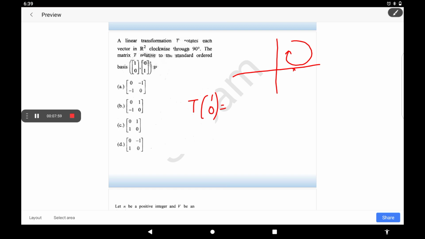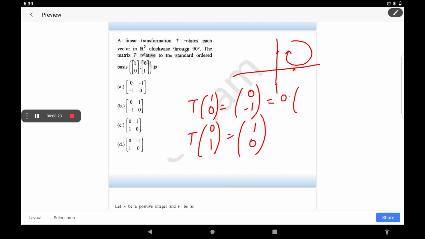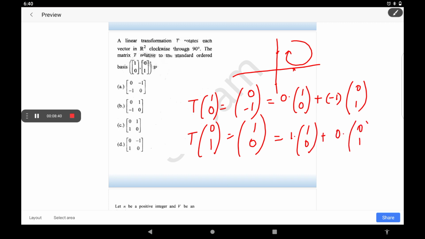1, 0 is here. If we go clockwise, then it will be 0, minus 1. T of 0, 1: 0, 1 is here and it is moving clockwise, so it will be 1, 0. So 0, minus 1 we can write as 0 times (1, 0) plus minus 1 into (0, 1), because with respect to the standard ordered basis we have to mention this. So the matrix of T with respect to the standard ordered basis is what? This one will become a column, and this one again a column: 0, minus 1, 1, 0. So option B is your correct option.